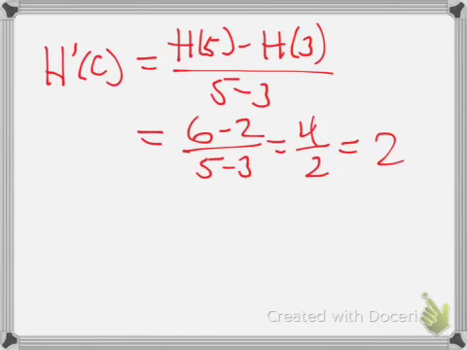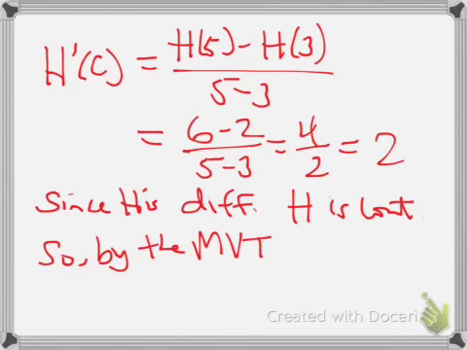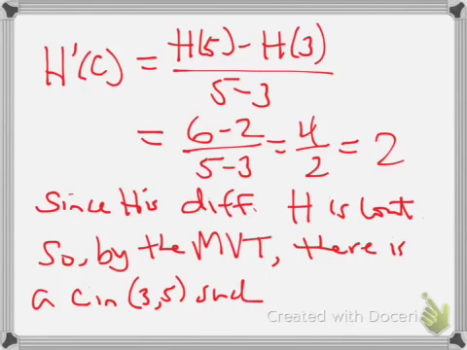So then we just write the argument. Since h is differentiable, h is continuous, so by the mean value theorem, and you may want to write out mean value theorem instead of abbreviating it, there is a c in the open interval from 3 to 5 such that h prime of c is equal to 2. Alright, so we got it.